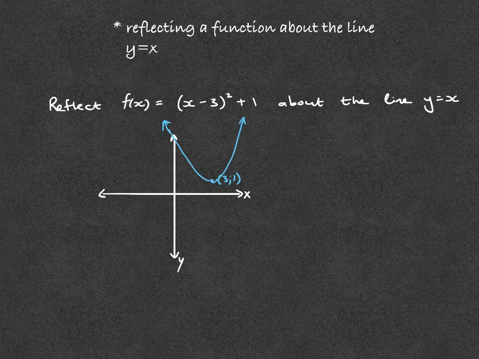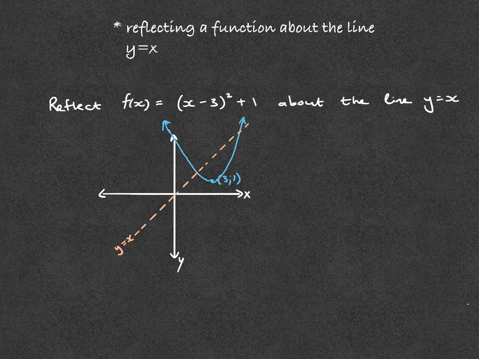All right, so let's look at another example. We have a parabola again, y equals x minus 3 all squared plus 1. Then let's reflect this function above the line y equals x. So the first thing we're going to do is draw that line y equals x. And we're going to reflect the parabola above that line.